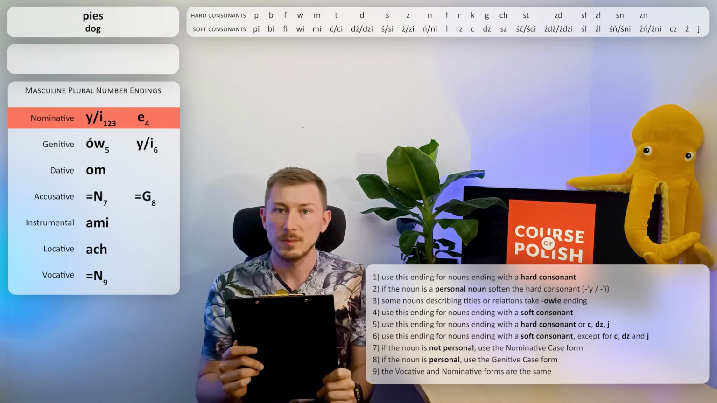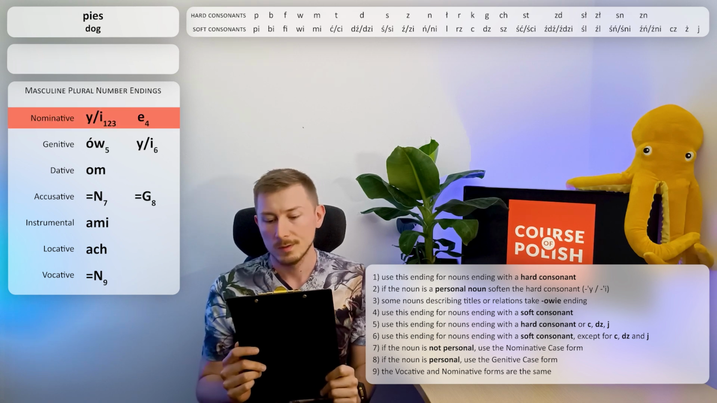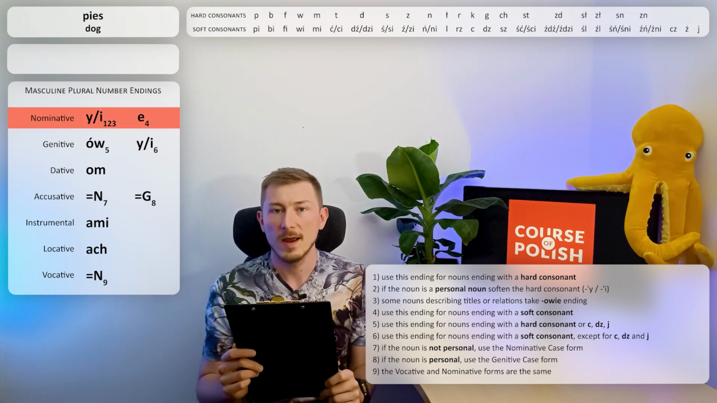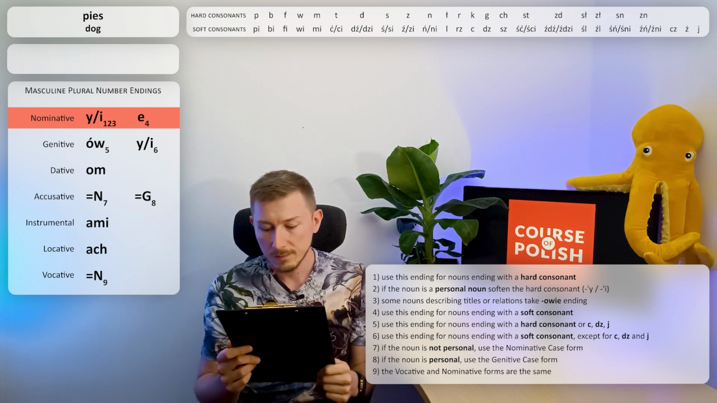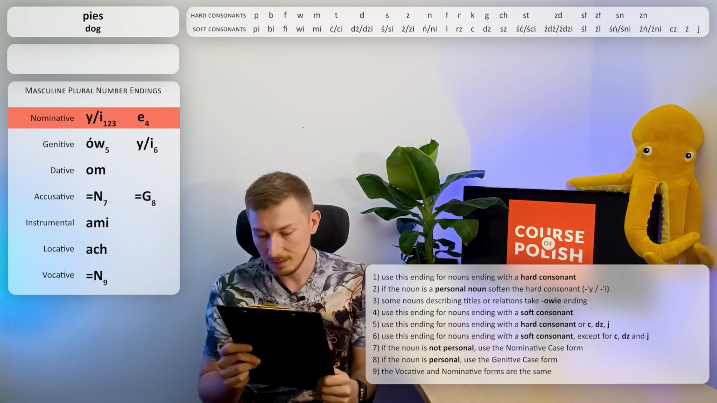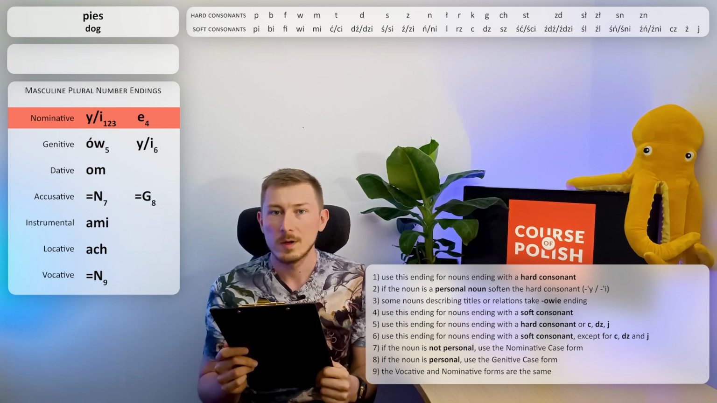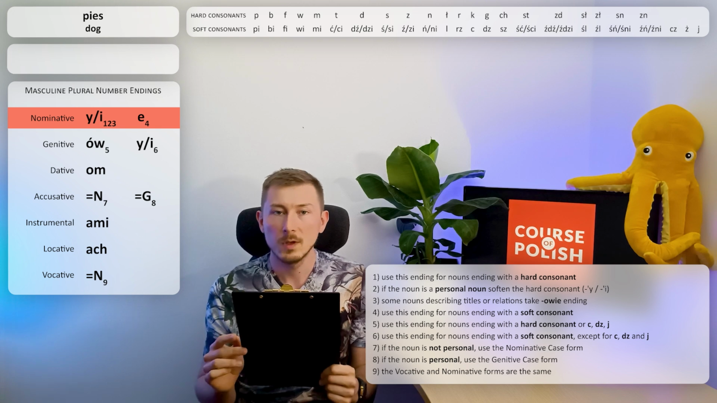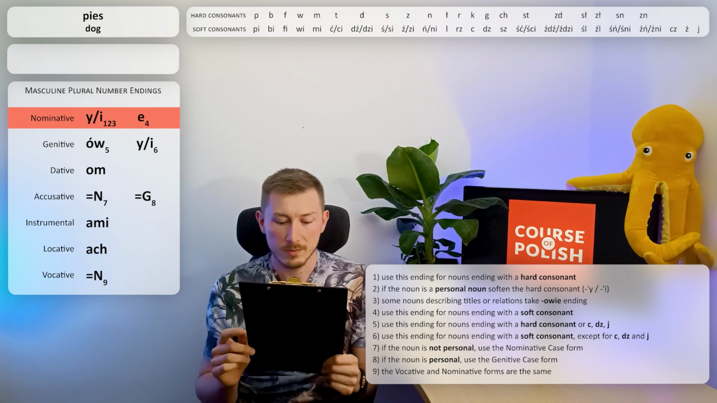The first case, nominative case. We have two options, I ending or e ending. Let's read the rule number 1. Use this ending for nouns ending with a hard consonant. We already know that our stem ends with a hard consonant s, so this is the ending that we have to use. But let's read the rule number 2 and 3.